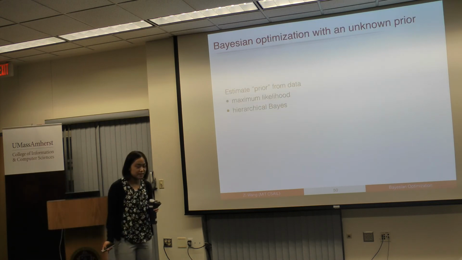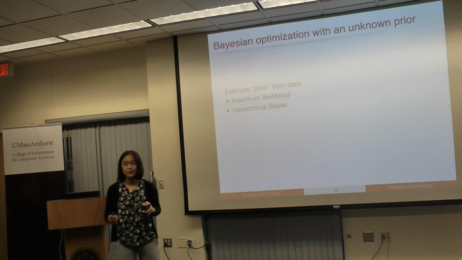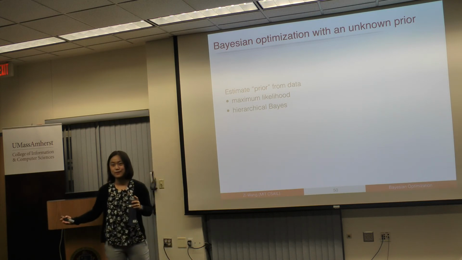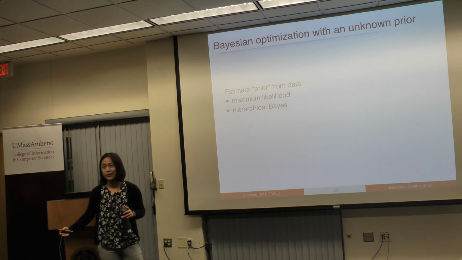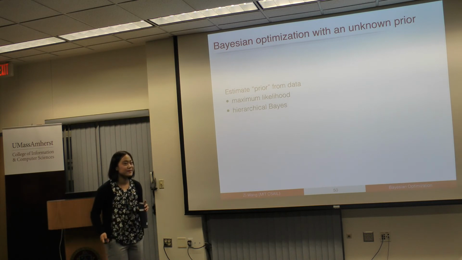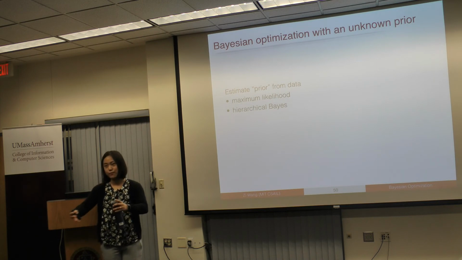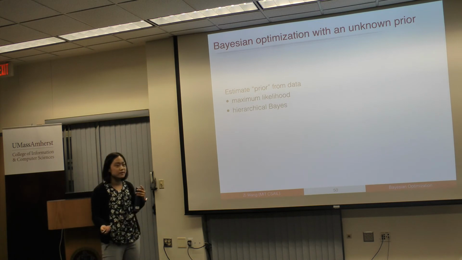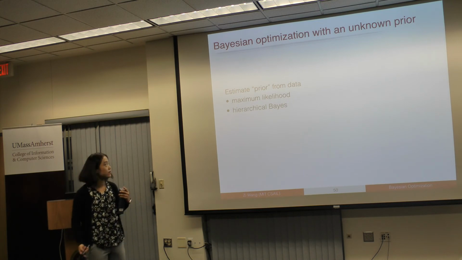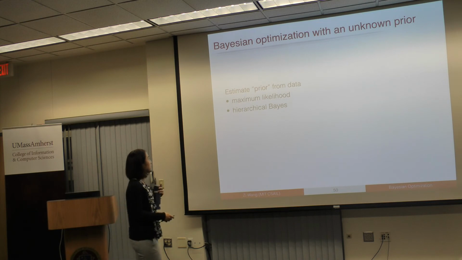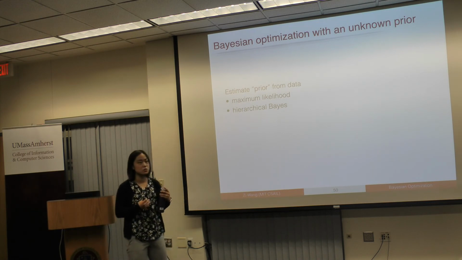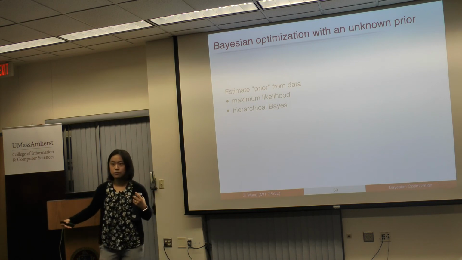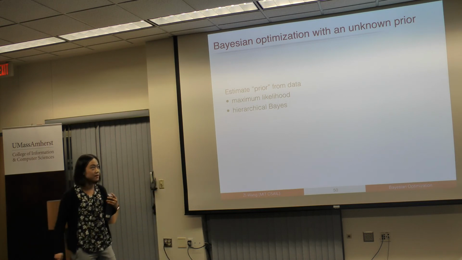For prior estimation, what we've seen so far is that we are using Gaussian processes as a prior to model our function f. But when we use this approach in practice, we don't really know what this prior is, right? There are a few things we can do as a workaround. One is, once we have some observations, we do maximum likelihood, or we do hierarchical Bayes, to estimate what could be a good Gaussian process.